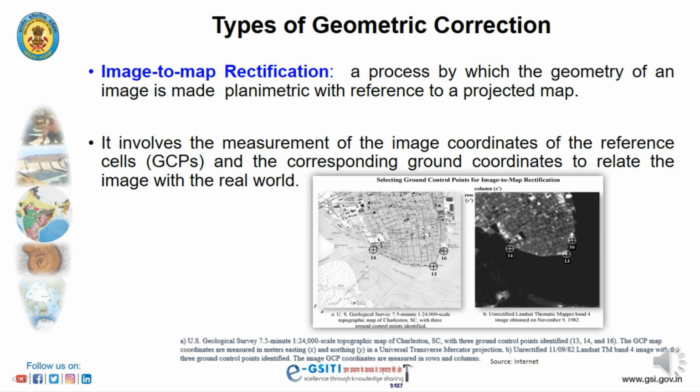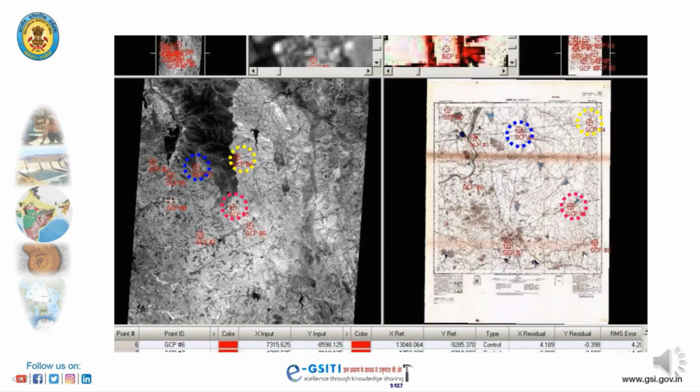Image to map rectification is a process by which the geometry of an image is made planimetric with reference to a projected map. It involves the measurement of the image coordinates of the reference cells, that is our GCPs, and the corresponding ground coordinates to relate the image with the real world. In the below image, we can see the ground control points are taken at common locations both on a map as well as on a satellite imagery.